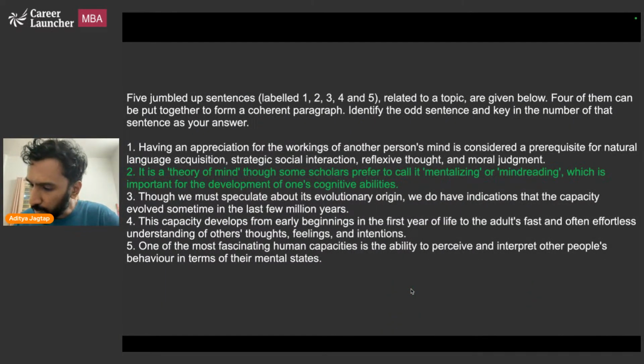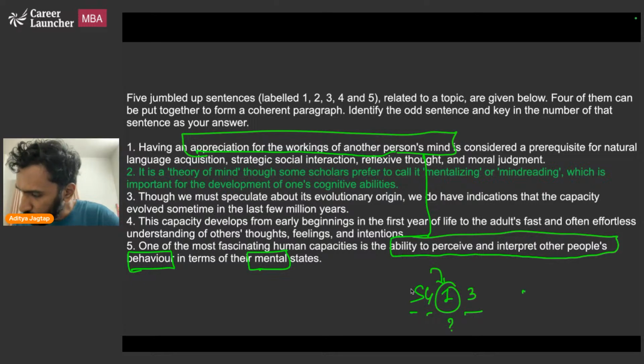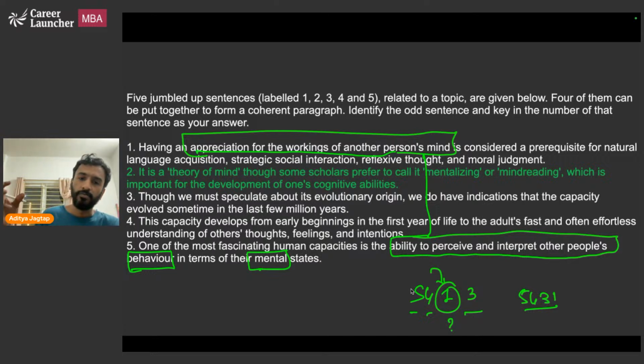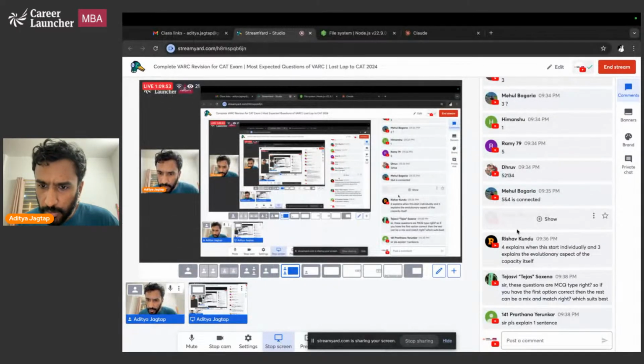The first sentence is talking about an appreciation for the workings of another person's mind. This thematically overlaps with the ability to perceive and interpret other people's behavior in terms of their mind, right? So I know 5 4 is definitely connected, then maybe sentence 1, which is why this is a little questionable, and then 3, right? Or it could be 5 4 3 1. But in any case, these sentences are talking about how the ability to understand one's thoughts is recorded into evolutionary origin. 2 talks about a certain theory of mind. It's not a part of either of these sequences. I hope that's clear. All right. Prarthana, I hope that's clear.